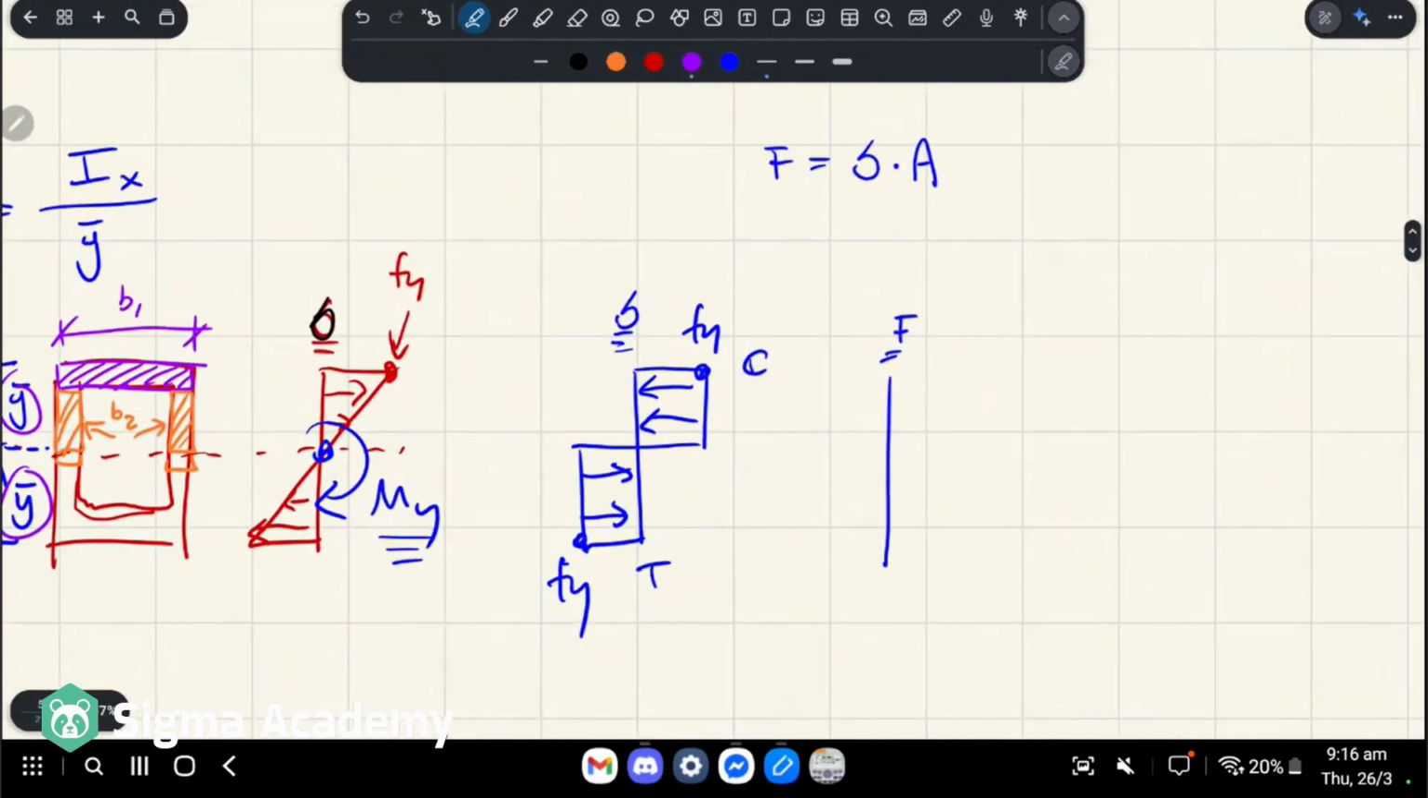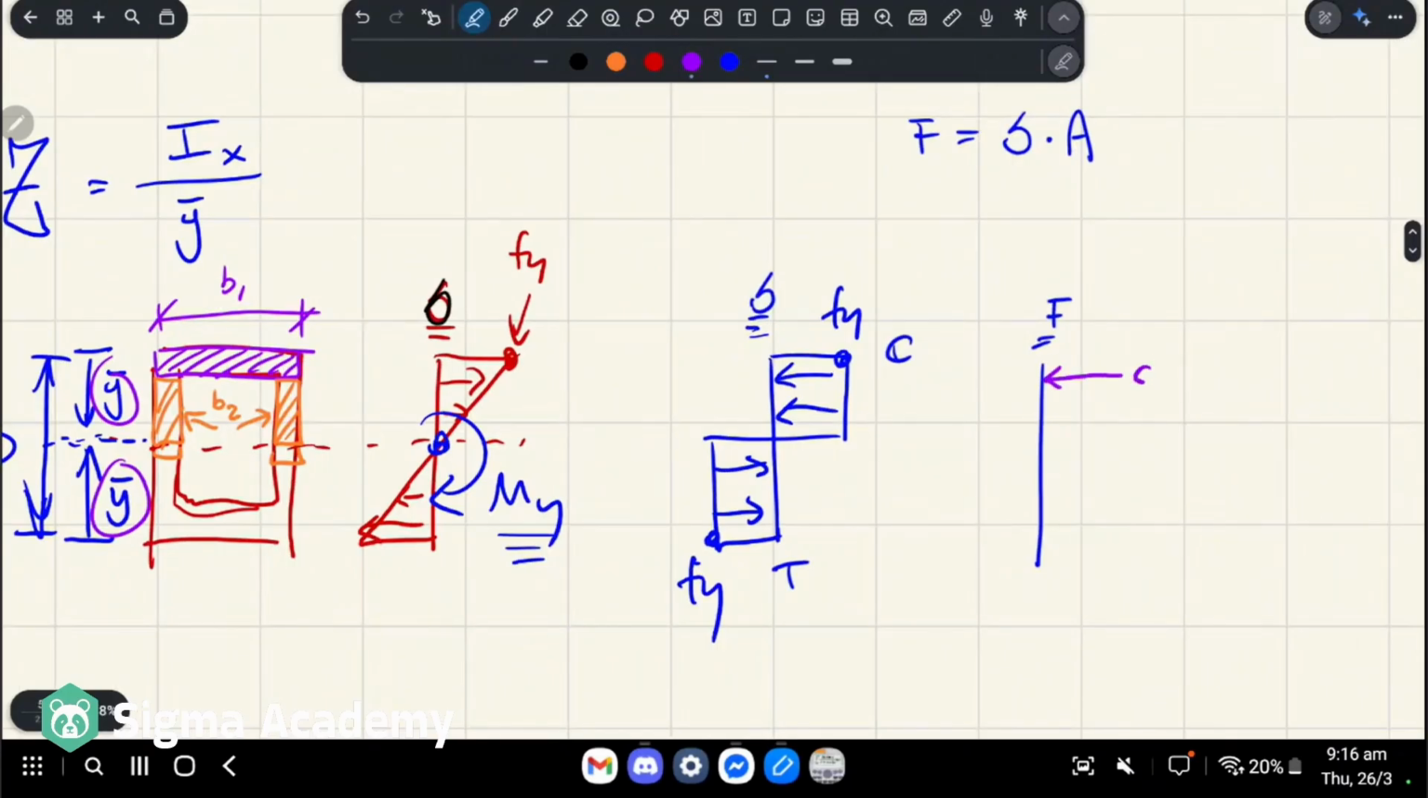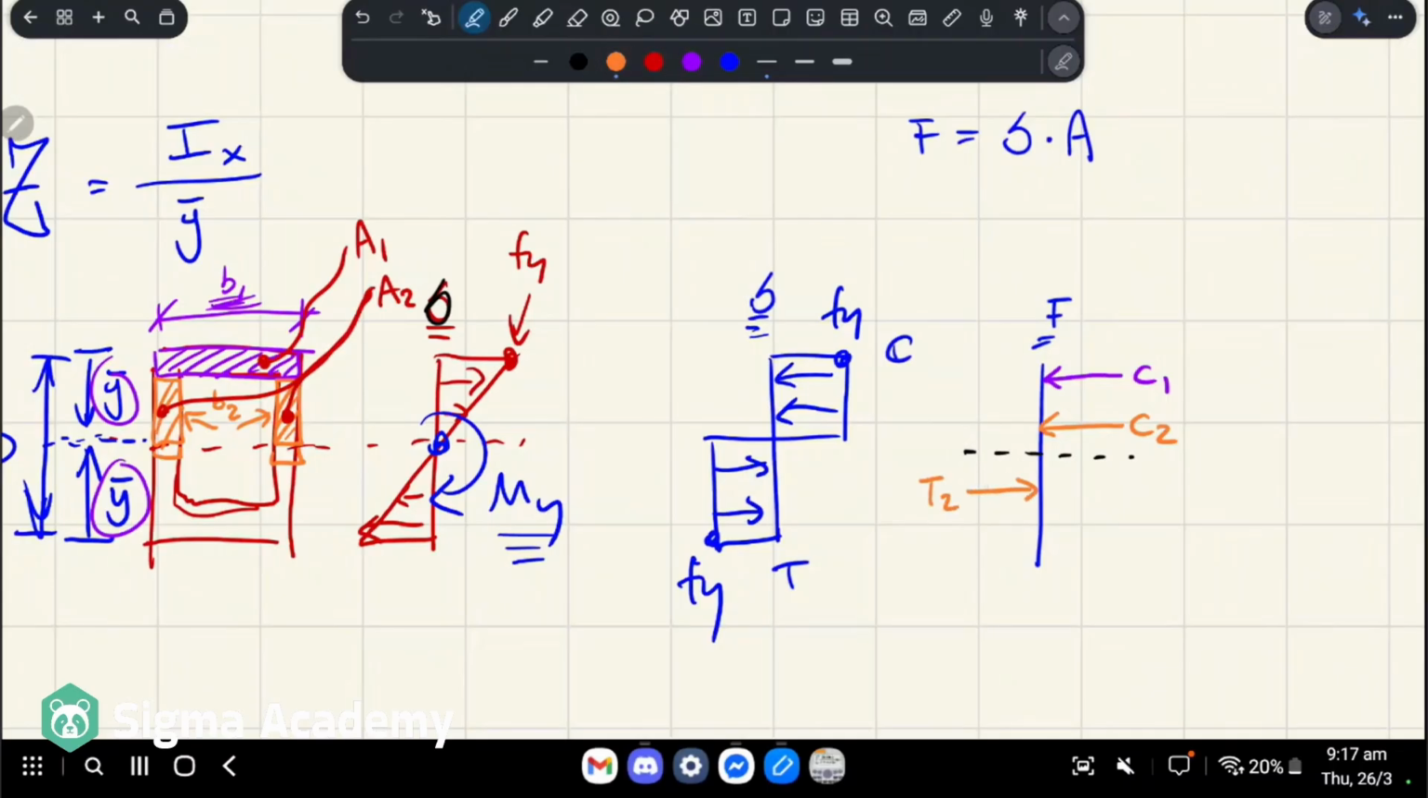And that's going to result in different forces, right? So here we have compression force 1 due to the first area. So let's call it area 1. And then these two combined is area 2. Okay, so that's C1, and the orange one is C2. That's the neutral axis, right? And then going the other way, we have a similar thing going on. We have, let's call it T2 and T1.